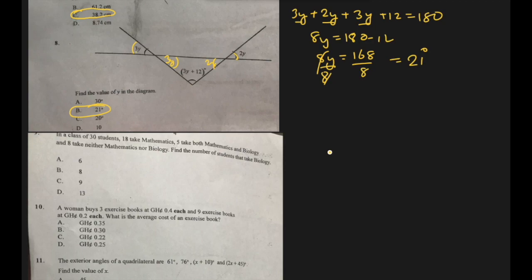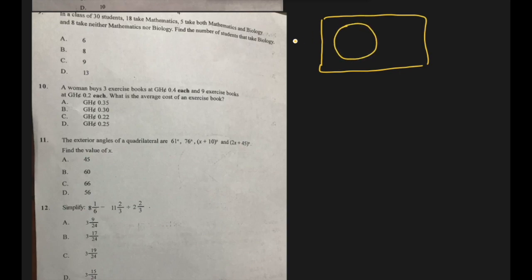B. In a class of 30 students, 18 take mathematics. So okay, let's make it a Venn diagram, that will be easy. 18 take mathematics, 5 take both mathematics and biology. So this is biology, this is mathematics, this is 5 who take both. That means 18 take mathematics, 13 will be here. So that 13 plus 5 makes mathematics. And 8 take neither mathematics nor biology. So 8 outside, none of them.